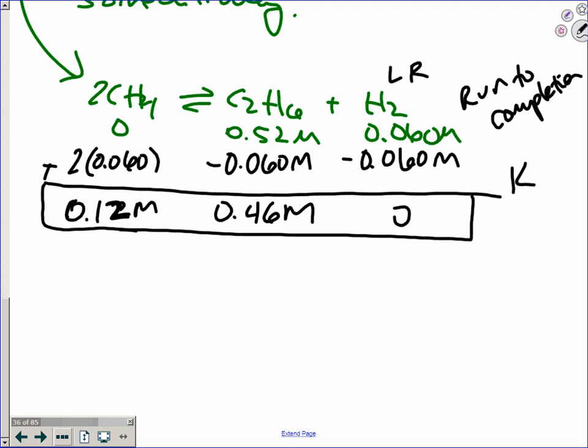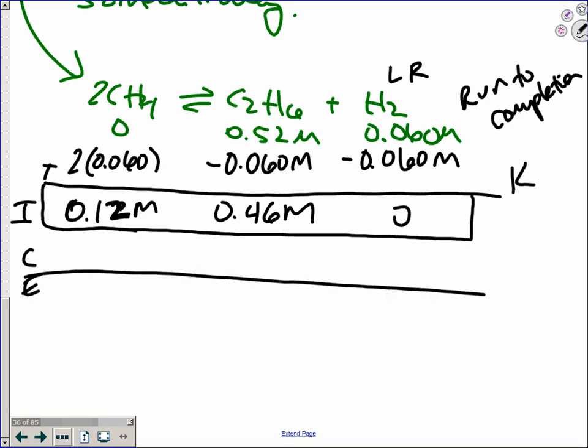Okay, so from these initial conditions, now let's ICE it. What am I changing? I'm subtracting what, guys? Subtracting reactants or products? There are no products. I cannot subtract from nothing. So I have to subtract from reactants, right? So I have to proceed in the forward direction now. Before, I proceeded in the reverse direction just so I could run it to completion, because I needed to make some reactants first.